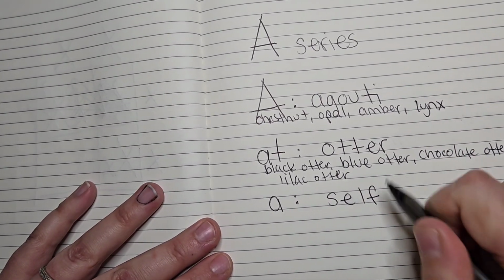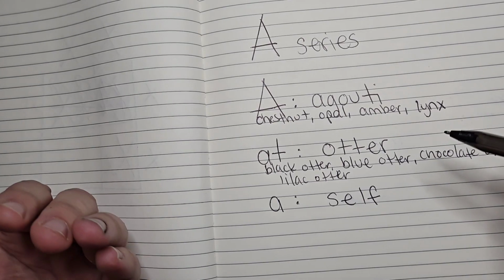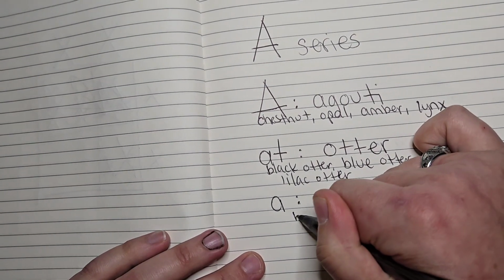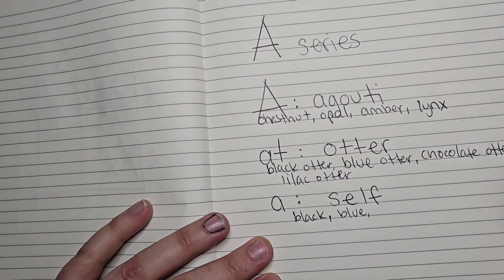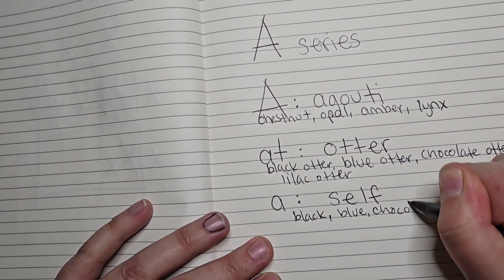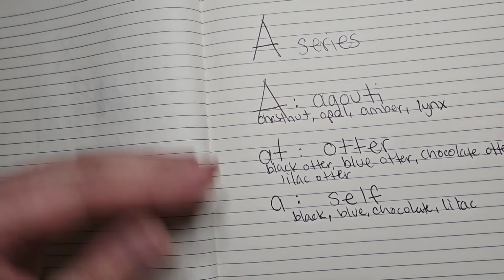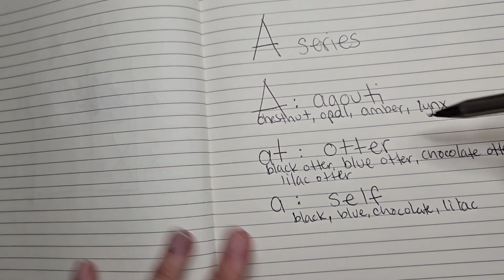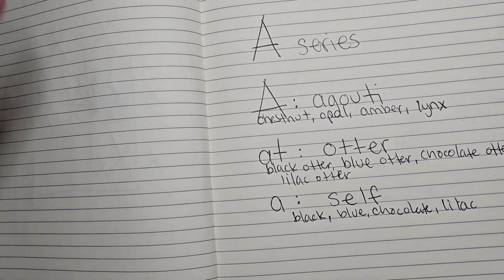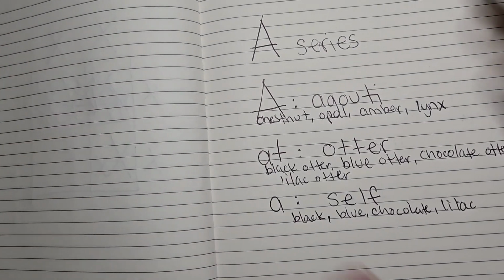And then the self is not too much different from the otter, because all you have to do is take the otter off, and then suddenly you just have black, blue, chocolate, and lilac. These are just some basic examples. They do get a little more complicated with other colors and gene series. The C series can change things, the E series can change things, but we're not worrying about that right now.